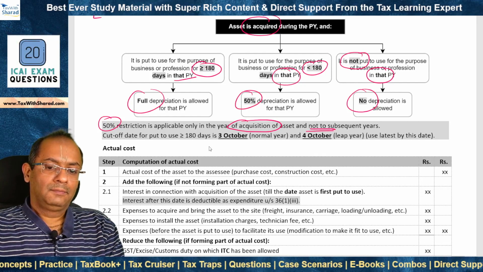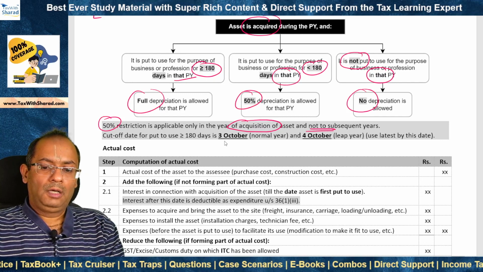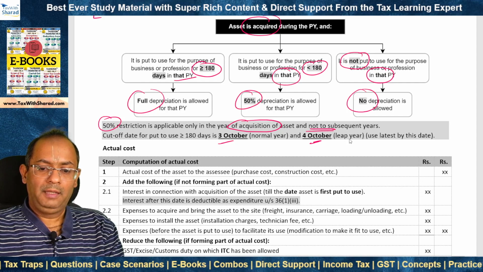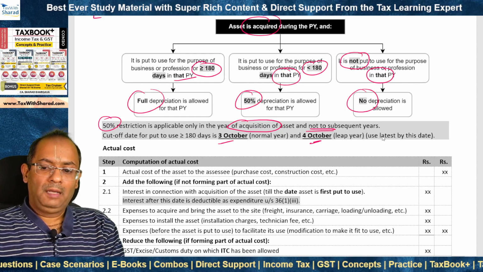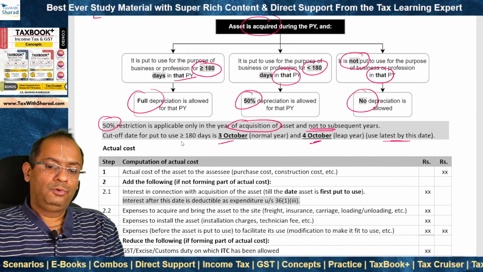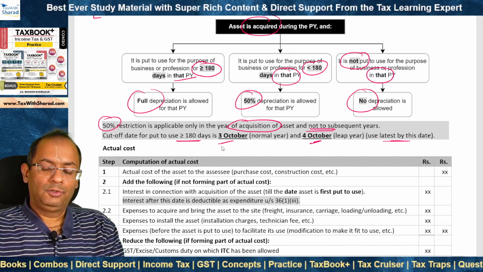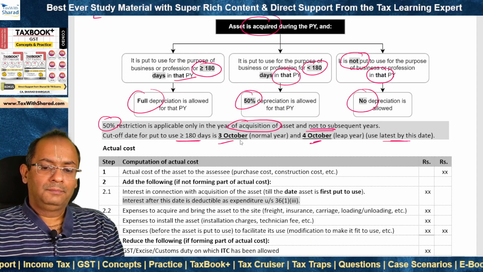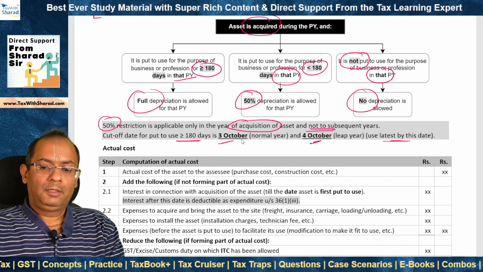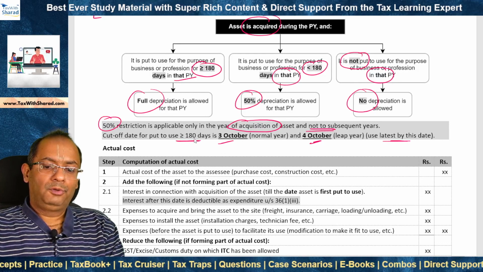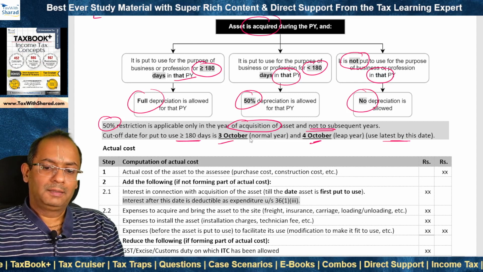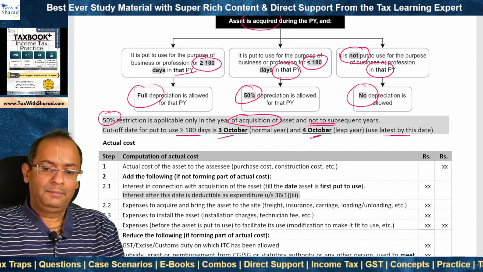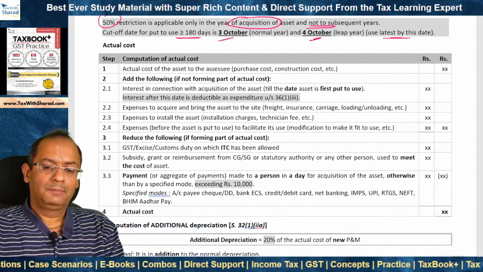For your reference, you can note down the date of 3rd October for a normal year and 4th October for a leap year, latest by which the asset should be put to use in order to meet the condition of 180 days or more. So if the asset, say for a normal year, is put to use after 3rd of October, then the put to use will be for less than 180 days. So 3rd October and 4th October is the date that you can remember for reference purposes.